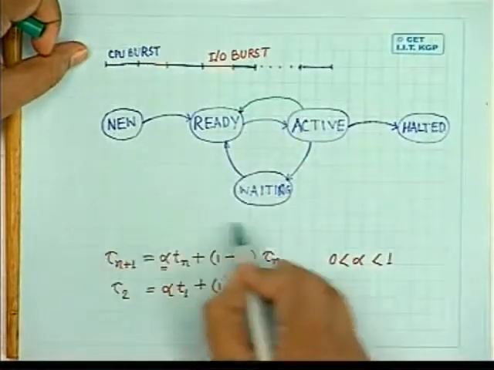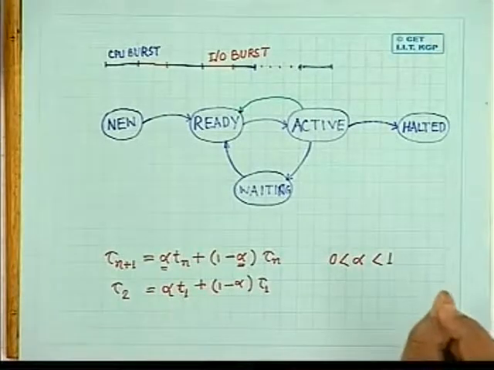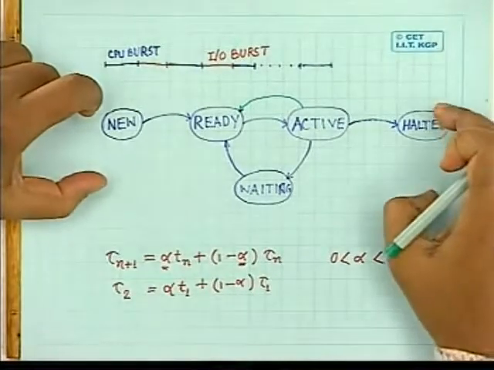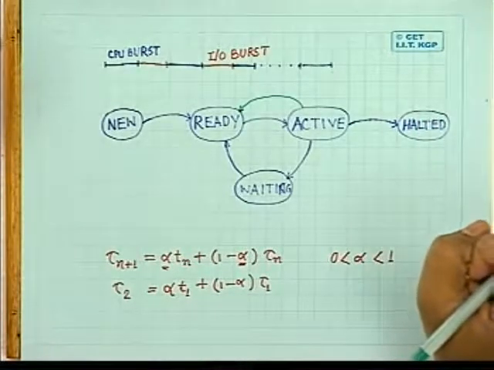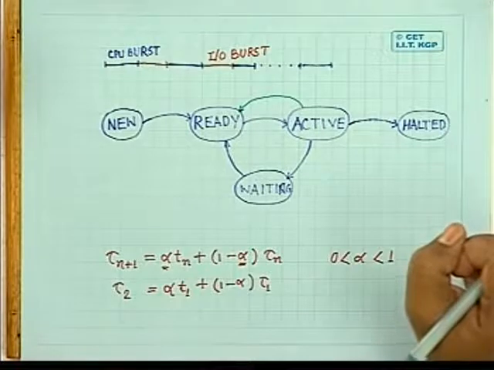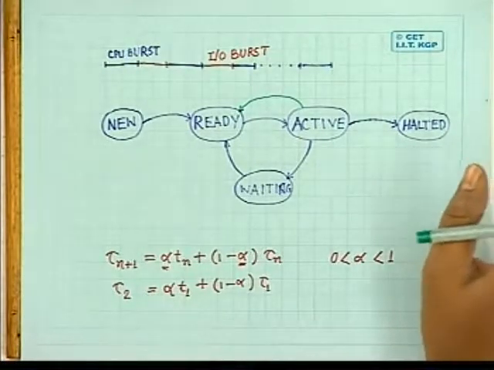So this completes the process state diagram. Now with respect to this diagram, in a system, if I have jobs which require a larger CPU burst, or whose CPU burst duration is more, such jobs are called CPU bound jobs. That means they use more CPU time and less IO time.